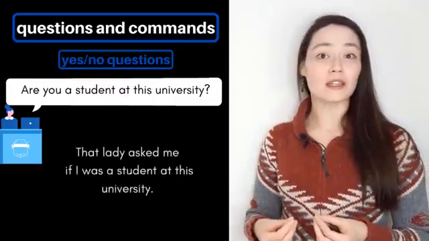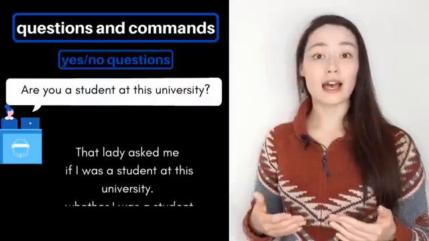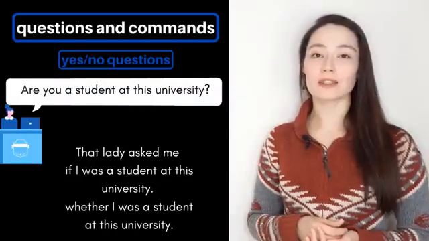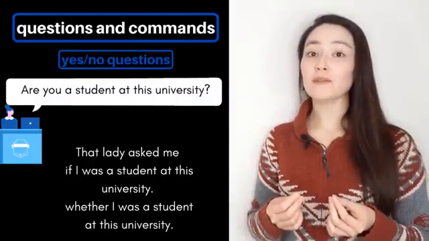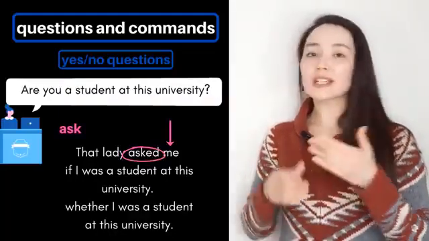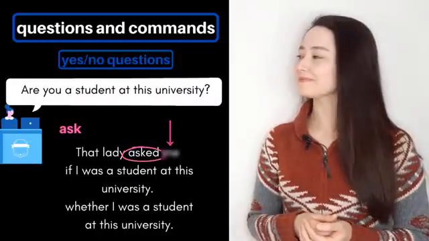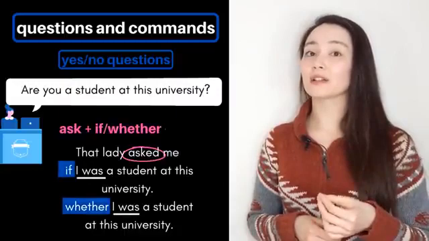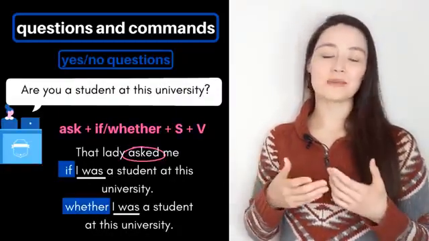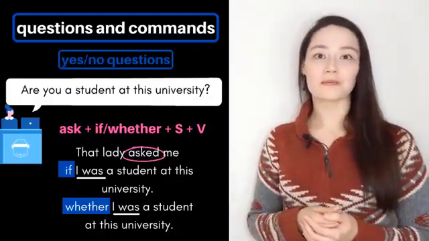That lady asked me if I was a student at this university. That lady asked me whether I was a student at this university. My reporting verb is ask because it's a question. The person is optional. You don't have to include it. If, whether, subject, verb. If or whether, they're the same thing. Generally, if is more common.